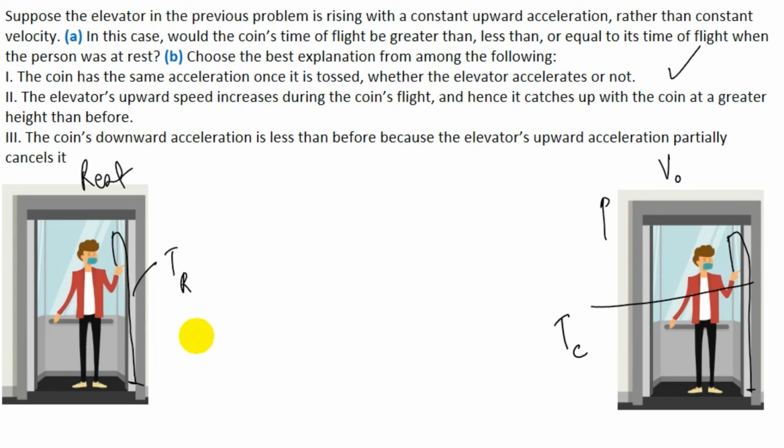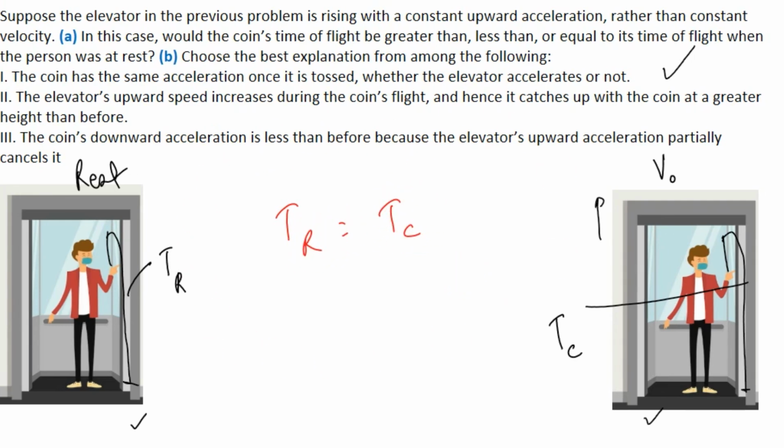Now we need to tell, is the time of flight for the coin in this case the same as in this case? Actually the answer would be that the time of flight in both cases, TR and TC, will be equal. Why? The reason is that both the coin and the elevator are moving with the same velocity relative to Earth. So the coin's velocity relative to the elevator is 0, and the outcome of the experiment is exactly the same as when both the coin and the elevator are initially at rest relative to Earth. So for this case, the time of flight for the coin is the same.